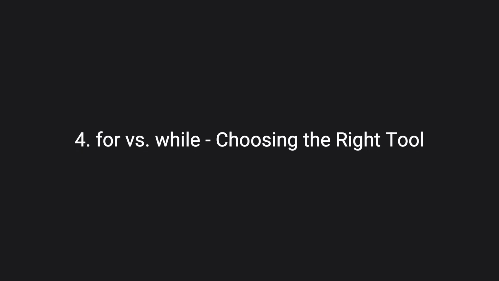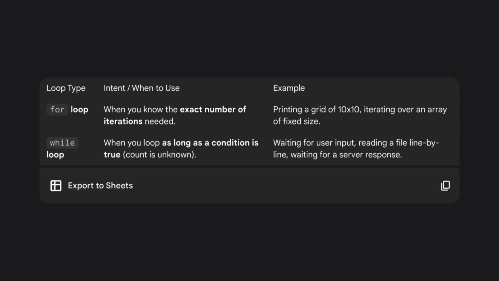Fourth, for versus while, choosing the right tool. For loop, when to use. When you know the exact number of iterations needed. Example, printing a grid of 10 by 10, iterating over an array of fixed size. While loop, when to use. When you loop as long as a condition is true, count is unknown. Example, waiting for user input, reading a file line by line, waiting for a server response.